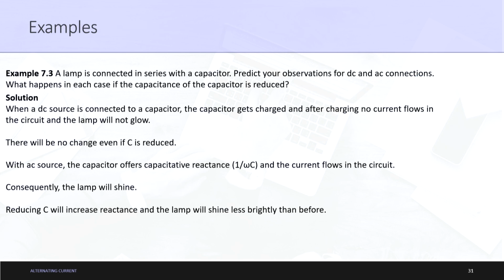Let us look at the first example. It states that a lamp is connected in series with a capacitor. Predict your observations for DC and AC connections. What happens in each case if the capacitor is reduced? It is quite evident what will happen with a DC source: there will be no change if C is reduced or increased, because it is direct current. When the plates are completely charged, there is no current in the circuit.